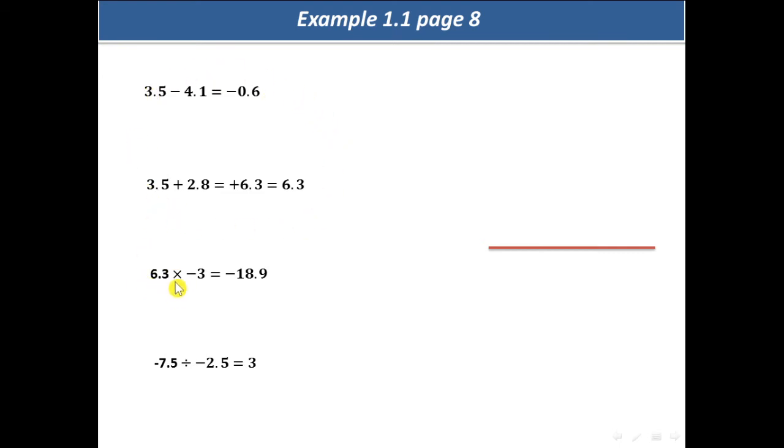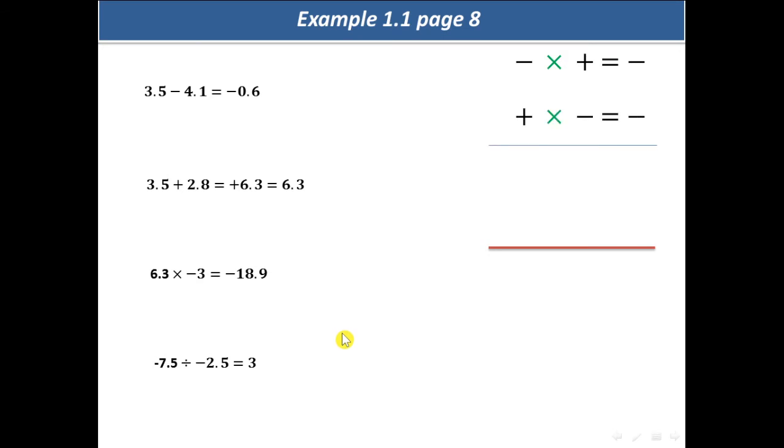When you see the multiplication sign, this is something else. When you see no sign here, this means it is plus. Plus times minus is minus, and 6.3 multiplied by 3 is 18.9. This one here is the multiplication story, okay? It's not like the story here. It's absolutely different. Division is just like multiplication. Minus divided by minus gives you plus, and the answer is 3.